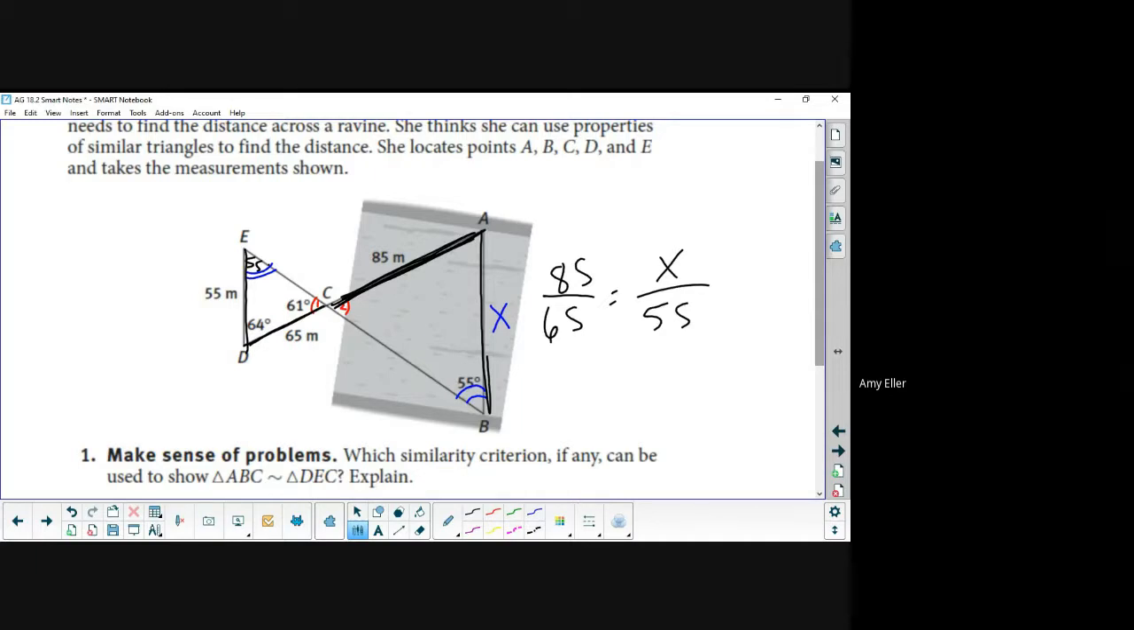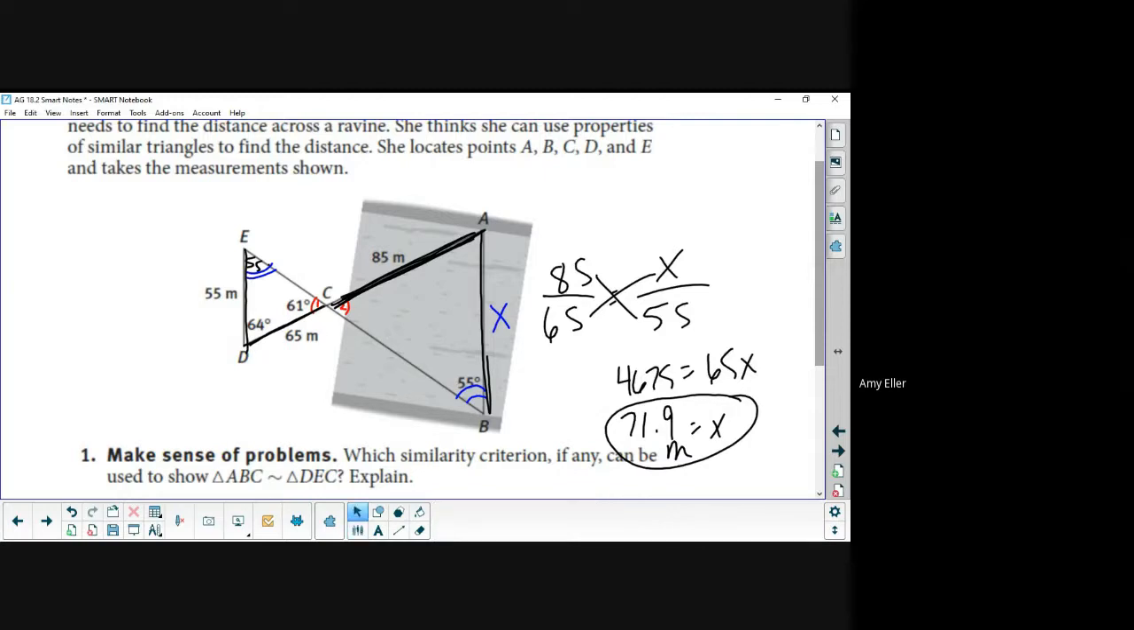All right, cross multiply on your own. Go ahead. You can round to tenths or hundredths unless the directions tell you otherwise, which they don't. Let's not round to a whole number. That's kind of lazy.